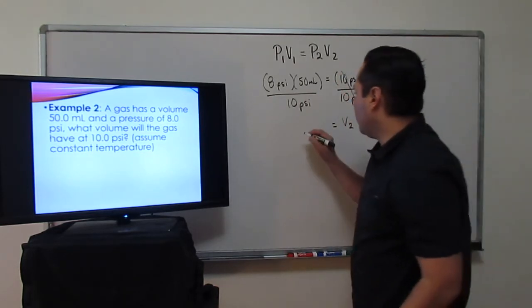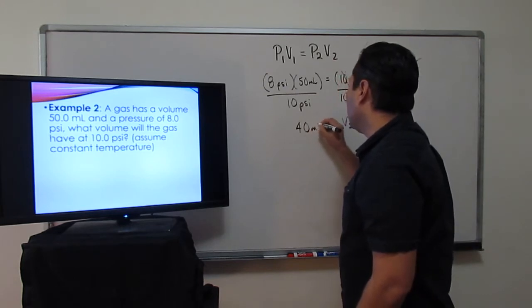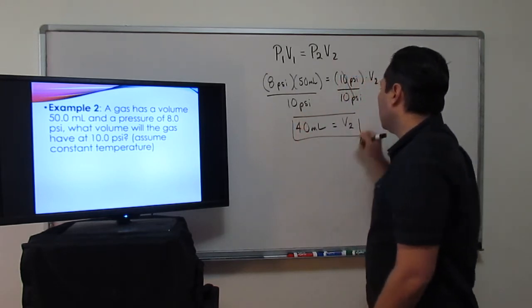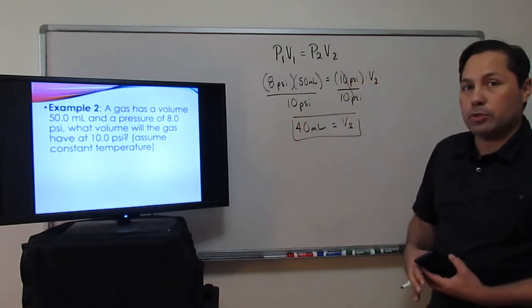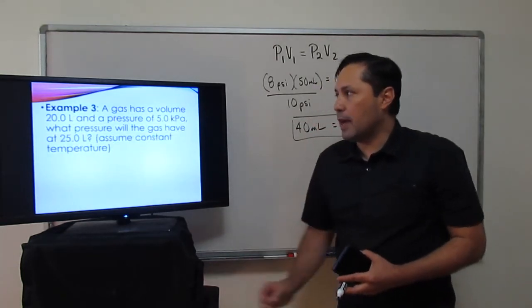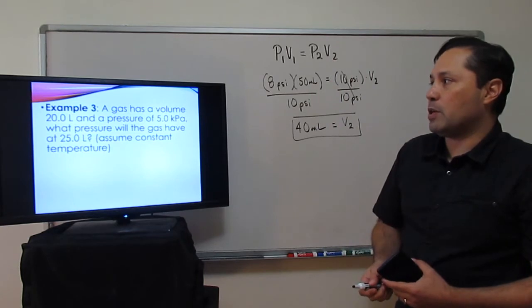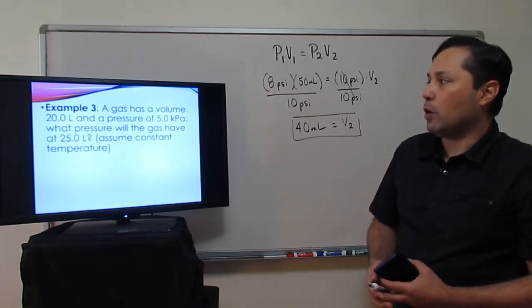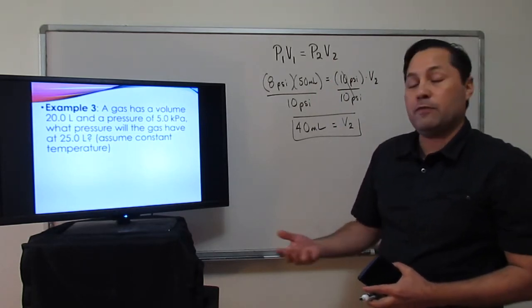So that's going to go ahead and give us a volume of 40 milliliters. And that is our answer for example number 2. Now, example 3, they asked us the following. It says a gas has a volume of 20 liters and a pressure of 5 kPa. What pressure will the gas have at 25 liters?